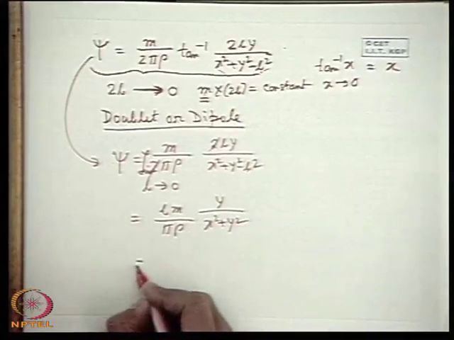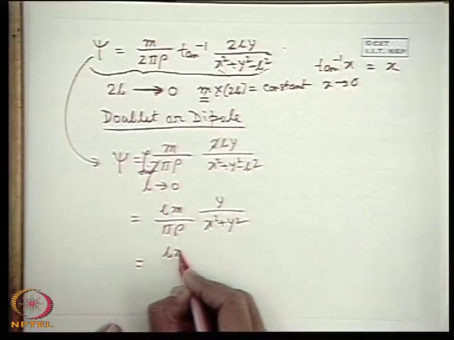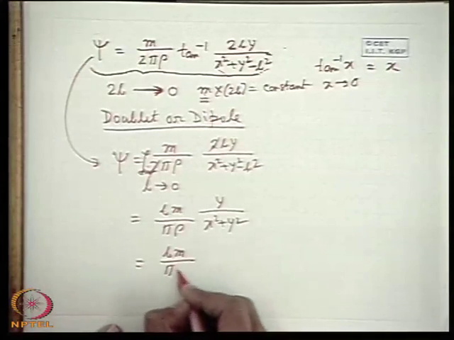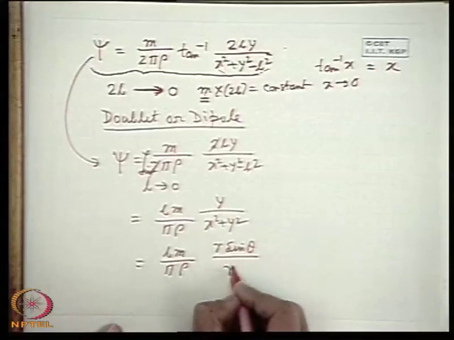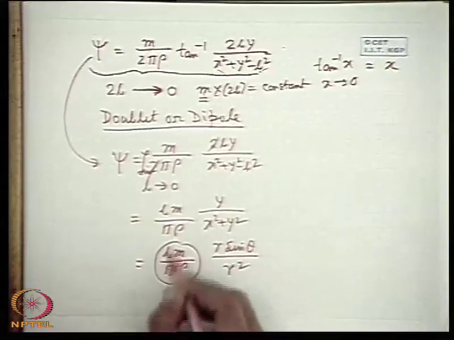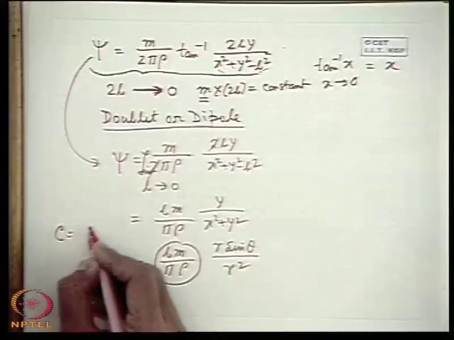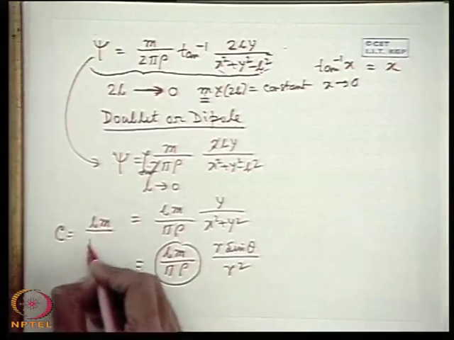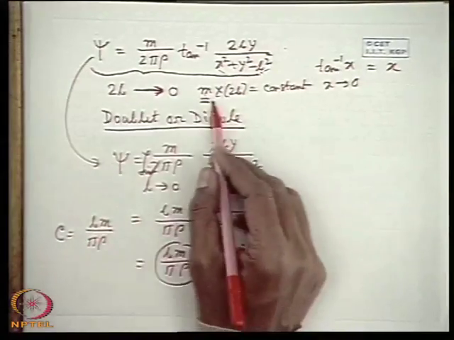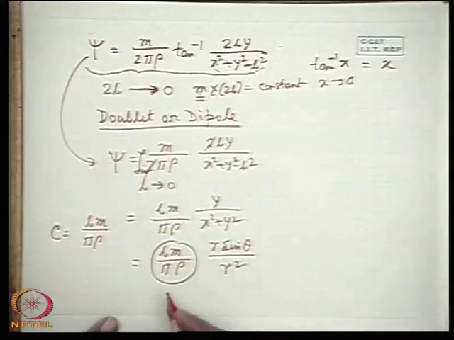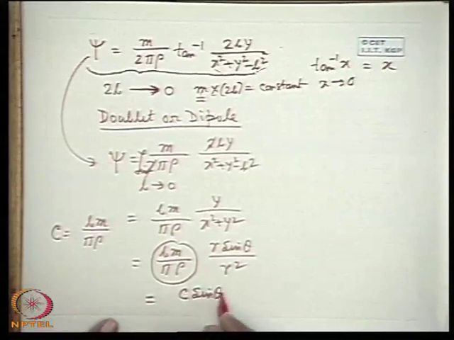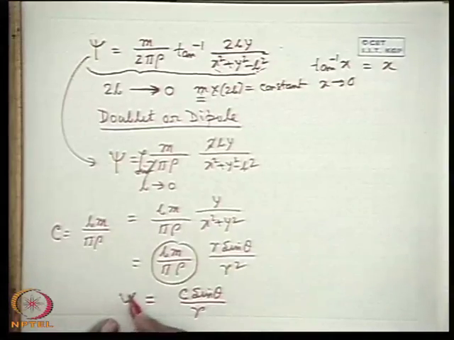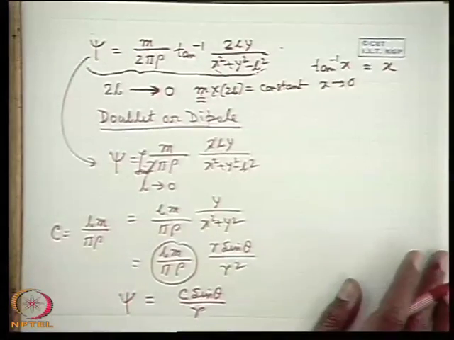Or simply we can write in terms of polar coordinates bm by pi rho into r sin theta divided by r square. Considering this as a constant c, we defined a constant c as bm by pi rho, because bm is constant according to the definition of this type of problem. So therefore we can write c sin theta divided by r. This is the stream function of a dipole.